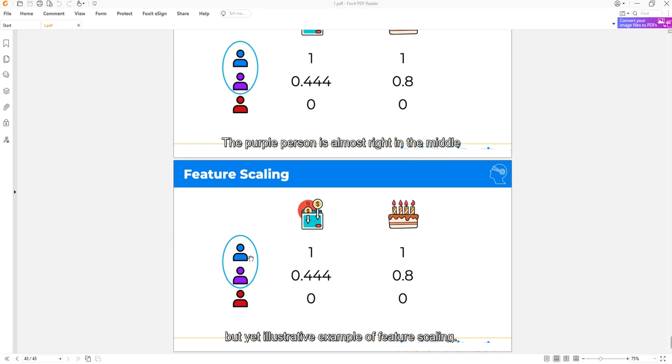So this is an illustrative example of feature scaling, but we will be doing the feature scaling using the standardization feature, keeping that in mind. But this is just an example that we cannot simply judge by looking at the numbers and saying that this person or that person is closer to that person, because it is not as accurate.